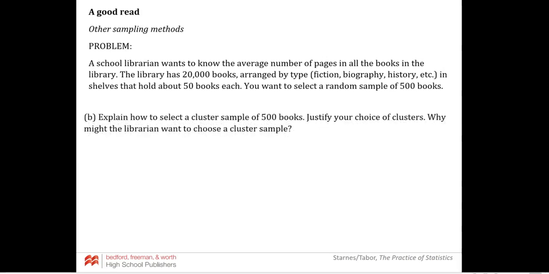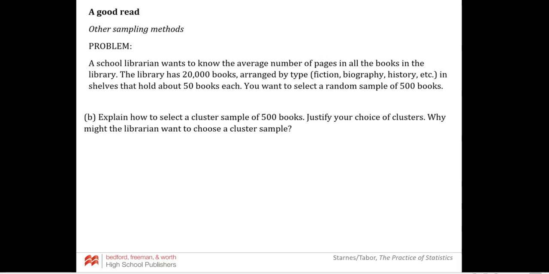Could we do a cluster? Well, in this case, I think we could. So we have 50 books on each shelf, and 20,000 divided by 50 is how many shelves you have. So if we want 500 books, I think we would want 10 shelves of books. We're going to randomly choose 10 shelves of books.